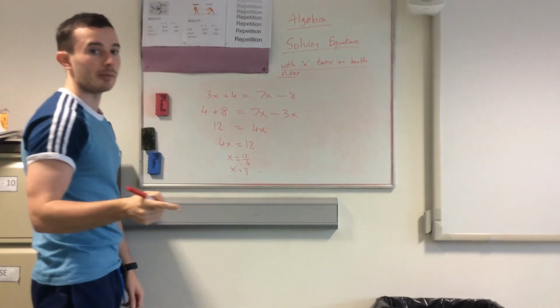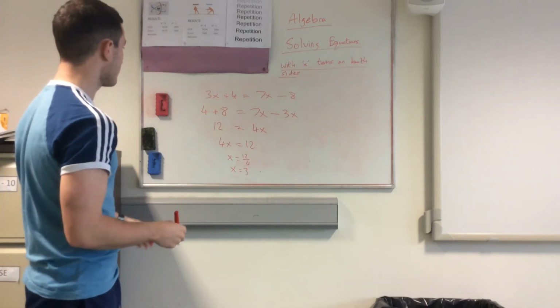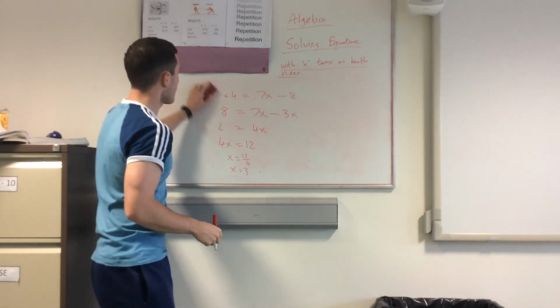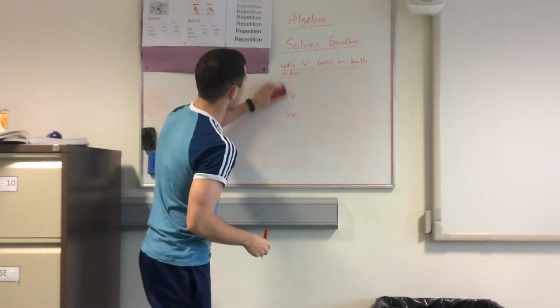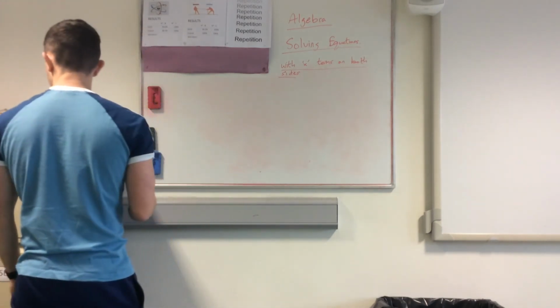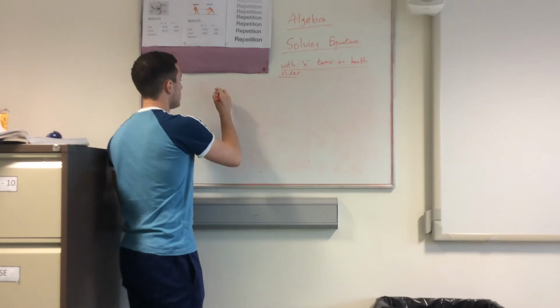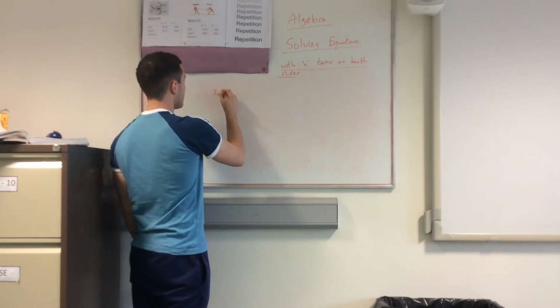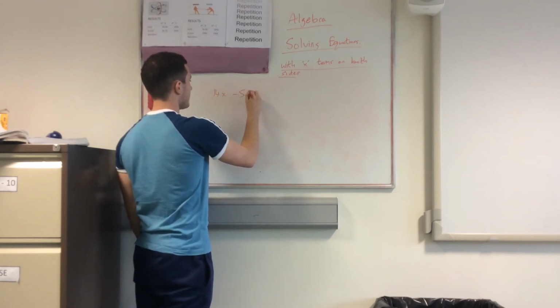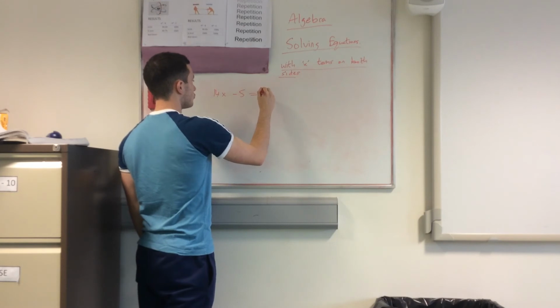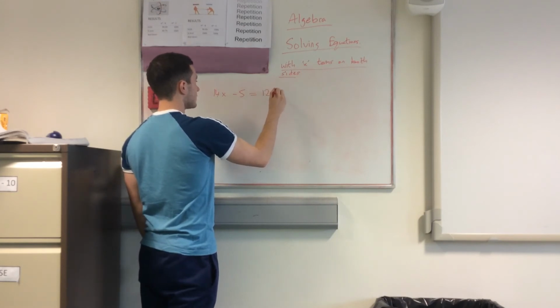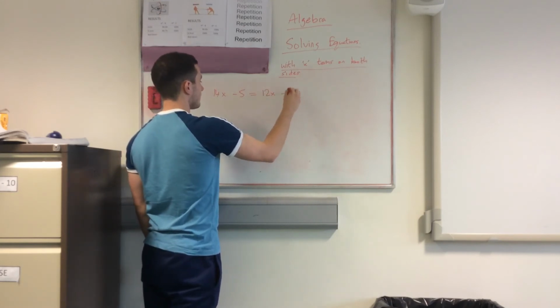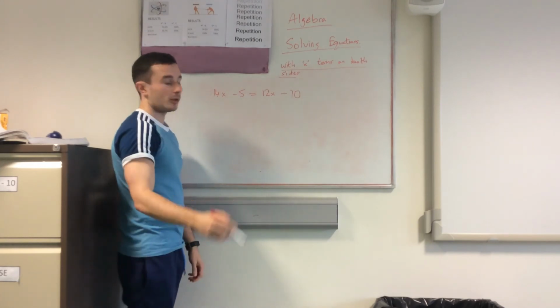Alright, I'm going to do one more, but I want you to pause it and try it yourself. So, the next one is going to be 14x take away 5 equals 12x minus 10. Alright, so pause it and try it yourself.